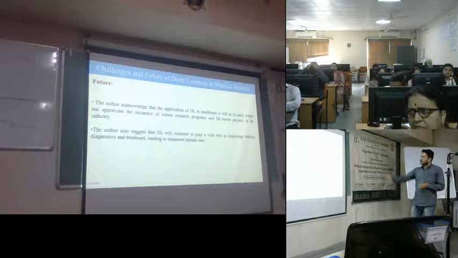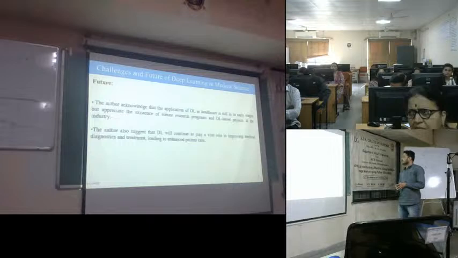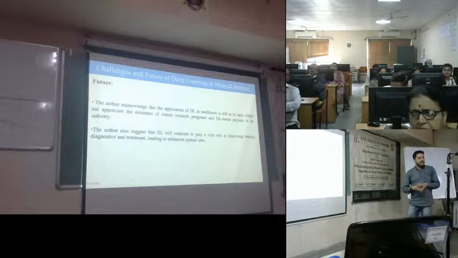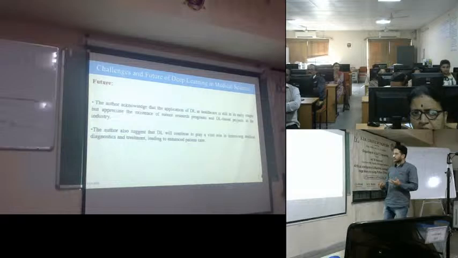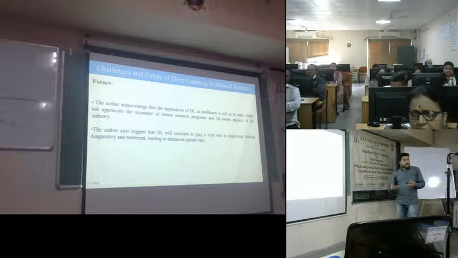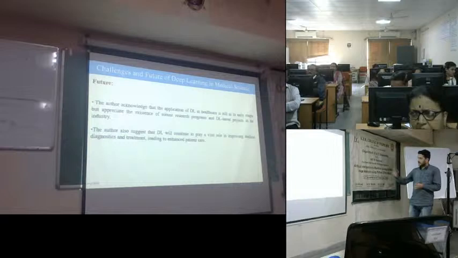Second, the author also suggests that DL will continue to play a vital role in improving medical diagnostics and treatment, leading to enhanced patient care. So keeping in mind the objective of patient care and how to improve it, improving the diagnostic and treatment systems by providing good results from deep learning models can be a future scope.